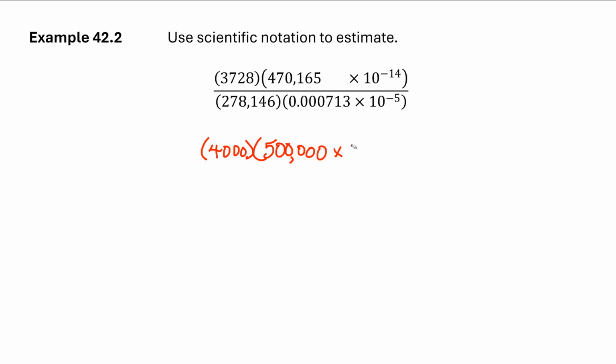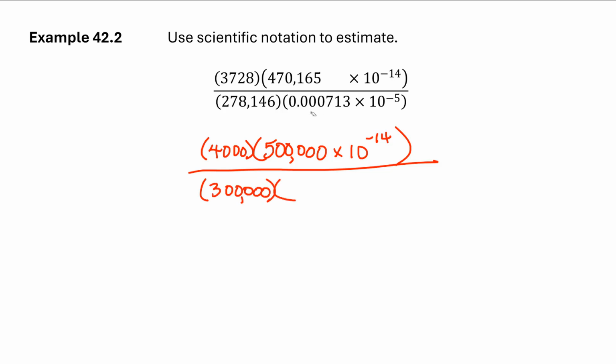And then we also have 10 to the negative 14th. On the bottom, we have 278,146. That's between 200,000 and 300,000. It's closer to 300,000, so we're going to write it like that.